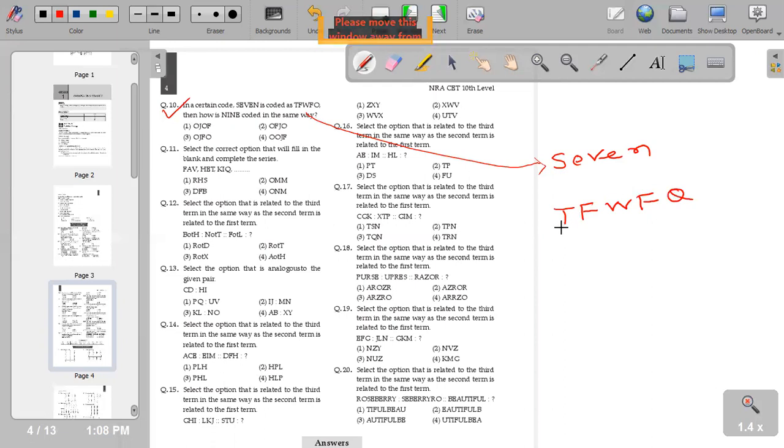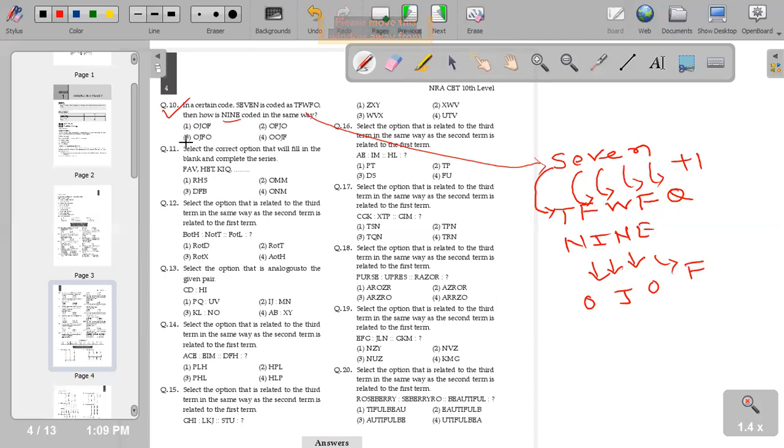What is happening here? S to T, P to Q, R to S, E to F. We are just adding 1 when we move in the forward direction. So we will do this for 9. In 9, when we add 1, you can check M, N, O, and A, B, C, D, F, G, H, I, J, N, O, E, F. So which option is correct? O J O F. Always try to solve through the options.